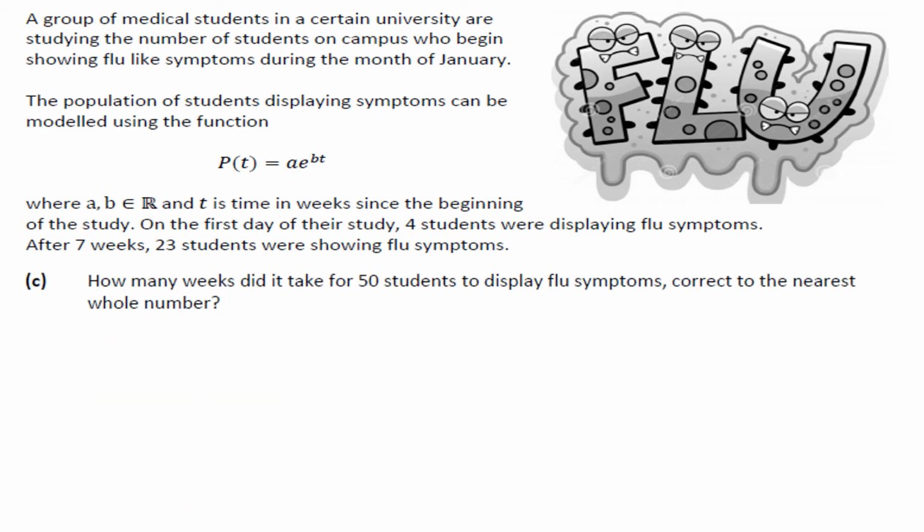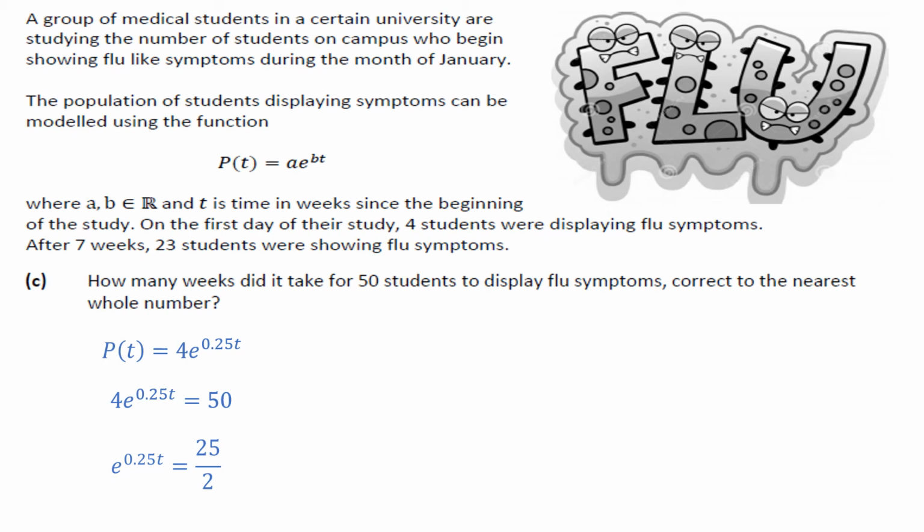Part C. How many weeks did it take for 50 students to display flu symptoms, correct to the nearest whole number? Again, they've told us this time t. So we know that when we sub in some number for t, our answer will be 50. In this case, we're working backwards to find t. I have this set up, but before I do any changing to logs I need to make sure I divide both sides by 4. How I know that I need to use logs here, there's a very simple technique, and what I would say is if you can put the power into your calculator, you're fine.